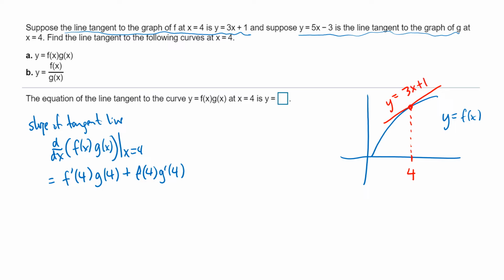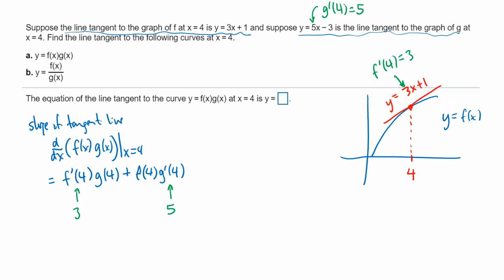And remember that the slope of the tangent line is the derivative. So this slope right here, this 3, that's going to be my derivative at 4. So that tells me that f prime of 4 equals 3, because the slope of the tangent line is the derivative, and I can look at 3x plus 1 and tell that the slope is 3. And I can similarly look at the tangent line for my g and figure out that g prime of 4 is 5, because the slope of 5x minus 3 is 5. So that gives me the slopes that I want.